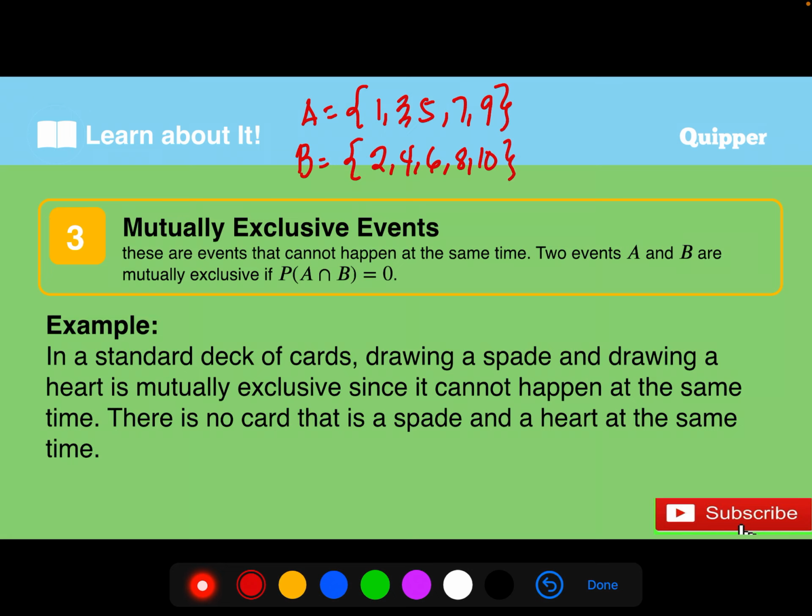Another example, in a standard deck of cards, drawing a spade and drawing a heart is mutually exclusive since it cannot happen at the same time. There is no card that is a spade and a heart at the same time. Same thing here, you cannot have a number that is an odd number and an even number at the same time. So that's an example of mutually exclusive events.